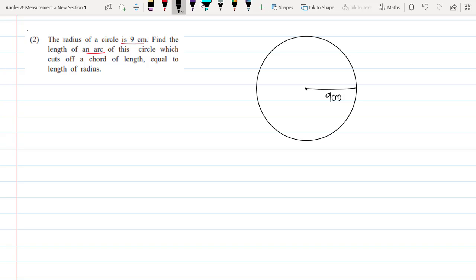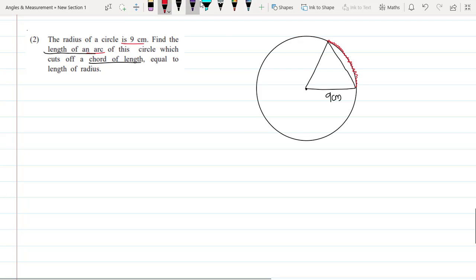What does that mean? You have one arc. Let's say this is the arc which cuts a chord equal in length to the radius. This radius is 9 centimeters, so the chord you have to take is also 9 centimeters. This is what we have, this sector now. I want to find out the length of this sector's arc.